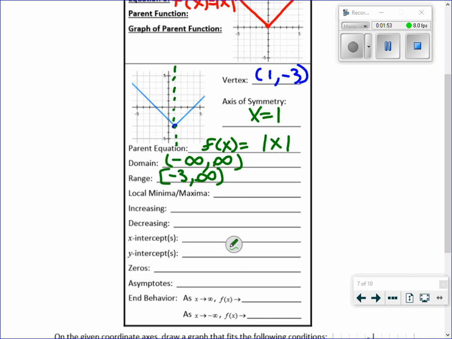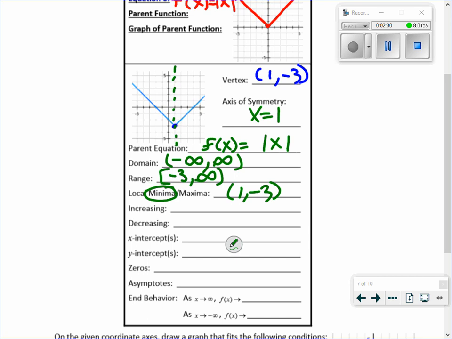So what do we have? Do we have a maximum or a minimum point? Minimum, and it's located where? Good, (1, -3). Notice your minimum is the same as your vertex. Next, let's talk about increasing and decreasing. As we travel left to right across our graph, what are we doing first? Decreasing. We're decreasing from where? That's all the way at the edge of my graph. Negative infinity to where? 1. Good job using that x value.